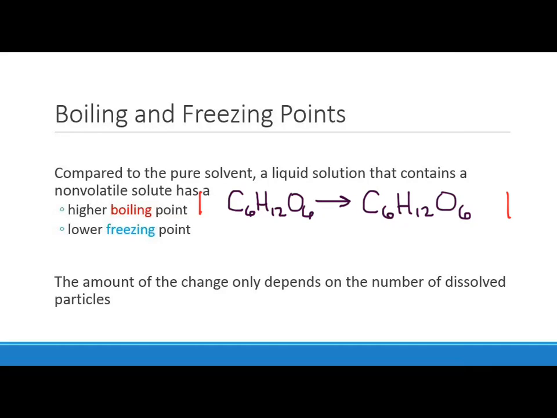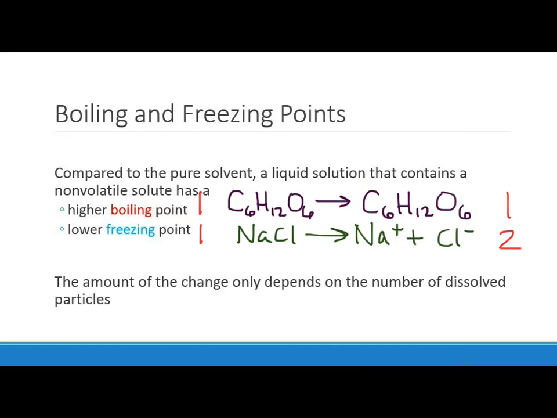Now, what if I put in table salt? Well, table salt, when it dissolves in water, splits apart into sodium and chloride ions, which means that if I put in 1 mole of this, or 1 molecule of this, I'll get out 2 moles or 2 molecules of this. So table salt will be better at dissolving the ice, but simply because it has 2 particles rather than 1 particle.